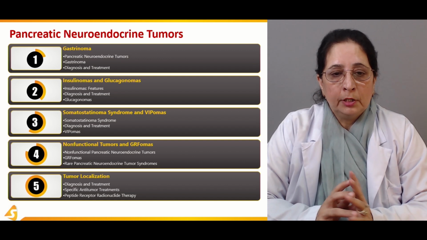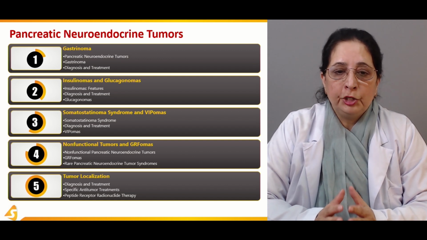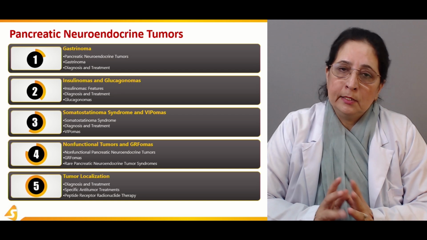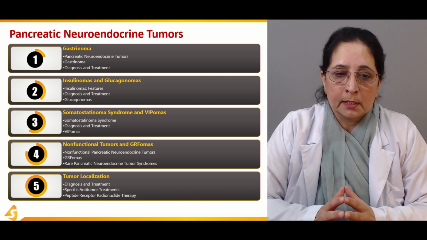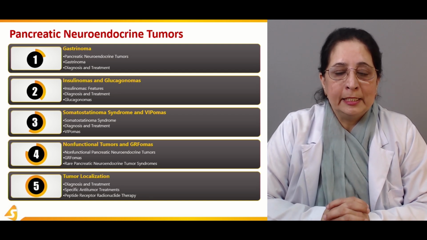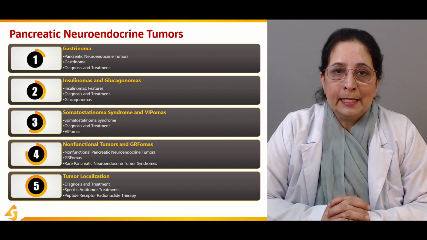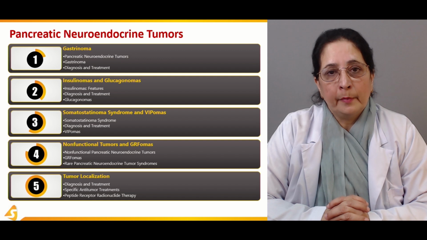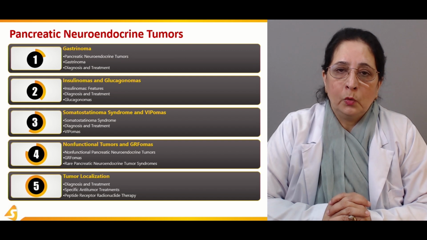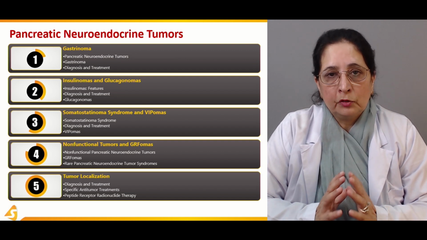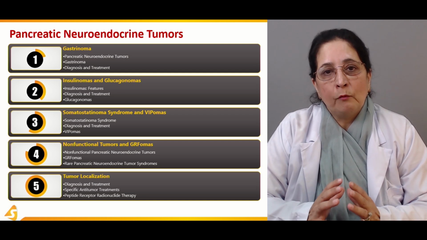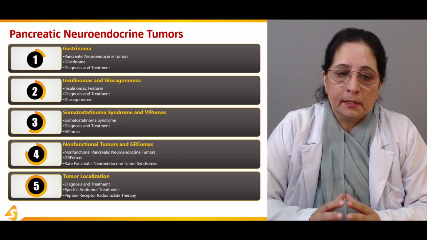Then in the second section, we will talk about the features of insulinomas and glucagonomas, how we diagnose insulinomas and glucagonomas. And then in the third section, we will talk about the somatostatinoma syndrome. What's the diagnosis and treatment of somatostatinoma syndrome? And then also another condition known as the VIPomas. So somatostatinomas and VIPomas will be discussed in our third section.